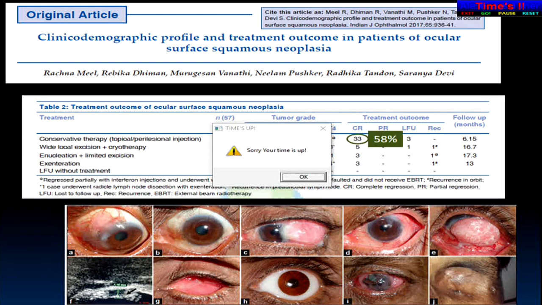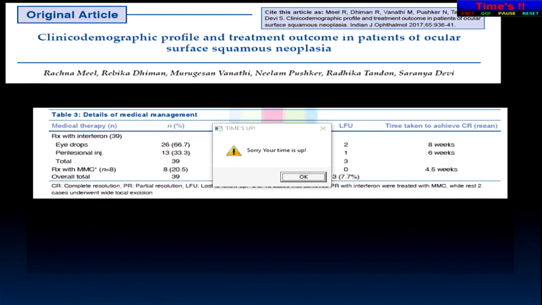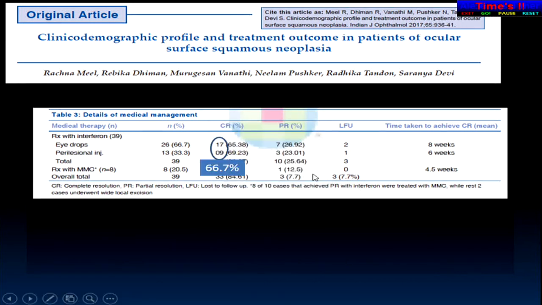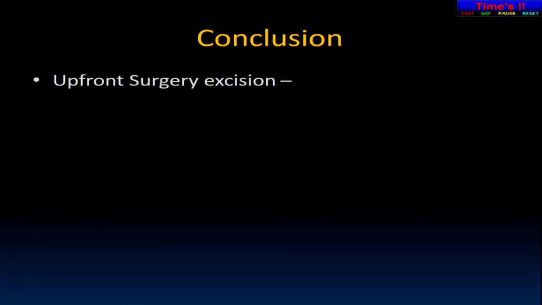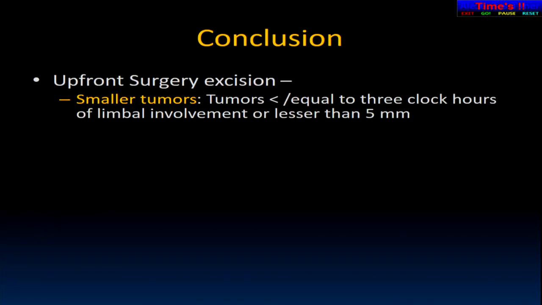We did a study on the cases that we have treated, and we found that almost 66% of our cases that were treated with conservative treatment had complete regression, and 92% showed some response. So to conclude, upfront surgery should be done for smaller tumors.